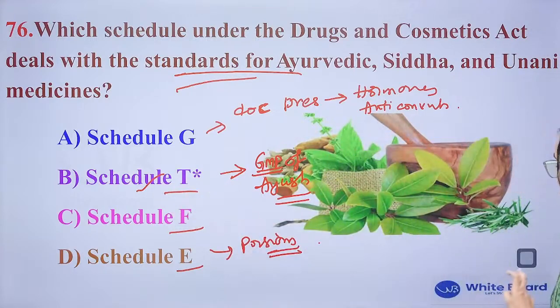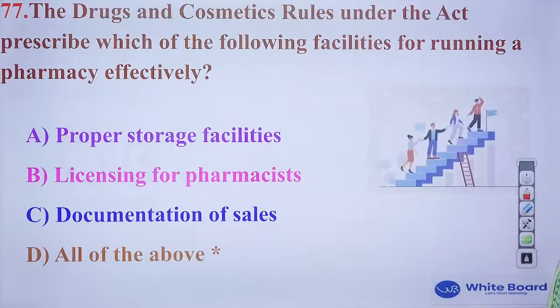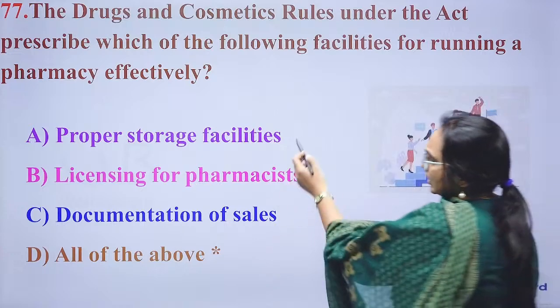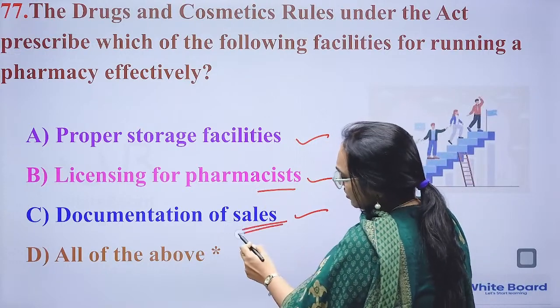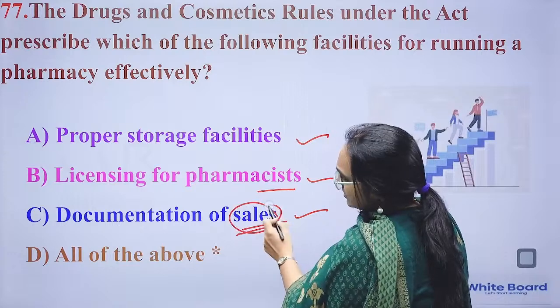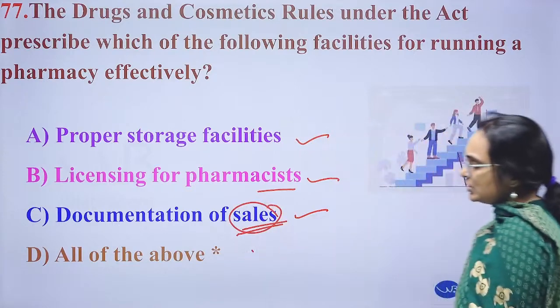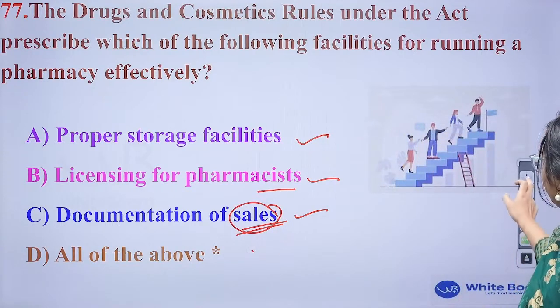The 76 answer is B. Next, under the Drugs and Cosmetics Rules under the Act, which of the following facilities are required for running a pharmacy effectively? Proper storage facilities are required, licensing is required, and documentation of sales is required. So the 77 option is D.